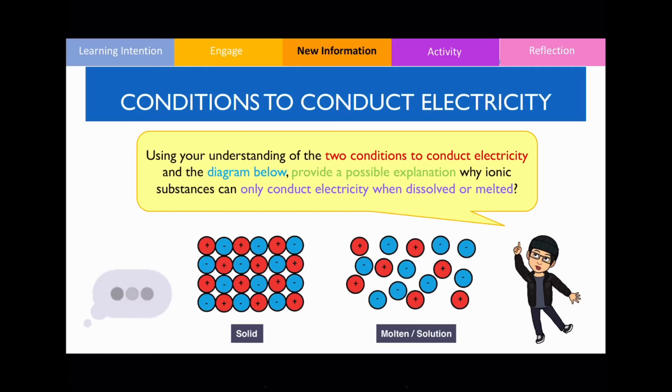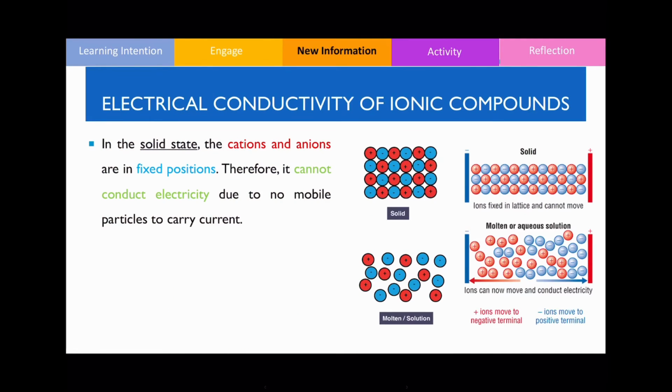So, using your understanding of the two conditions for any substance to conduct electricity and the diagram below, can you see whether you can come up with a possible explanation as to why it is able to conduct electricity in this state over here as opposed to the solid state? If you have answered this correctly, you would be able to explain that in the solid state, the cations and anions are in fixed positions in the nice 3D lattice structure. And because they're locked in place, it doesn't have the capacity to conduct electricity as there are no mobile particles to carry the current.